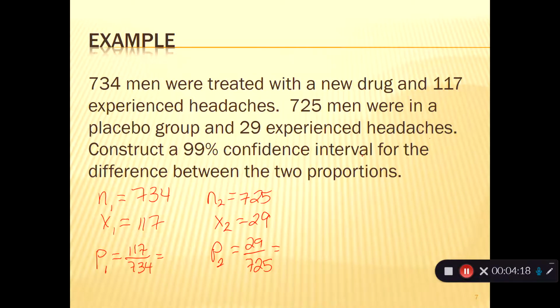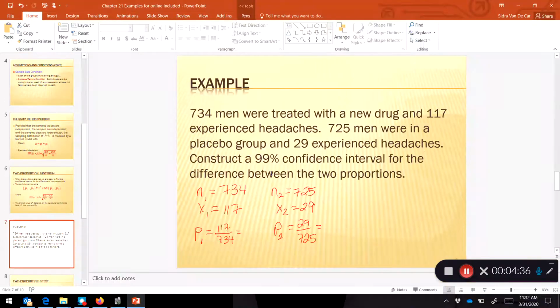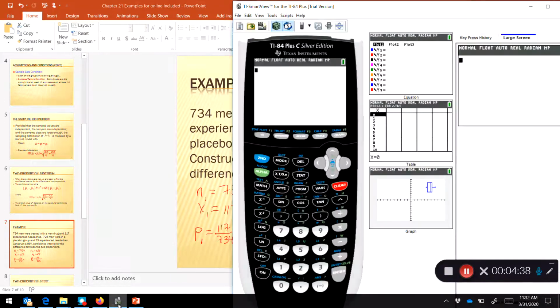And then at least 10 successes and failures. Our numbers of successes here are 117 and 29. Those are both bigger than 10. And then the number of failures would be this number minus that number, and same here, both of those are bigger than 10. So we meet all of those conditions, and we're ready to go ahead and run our confidence interval.